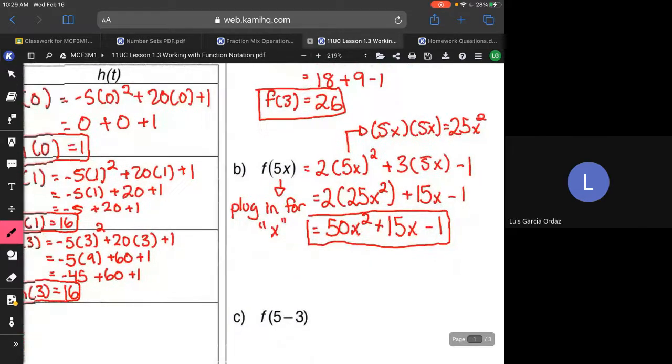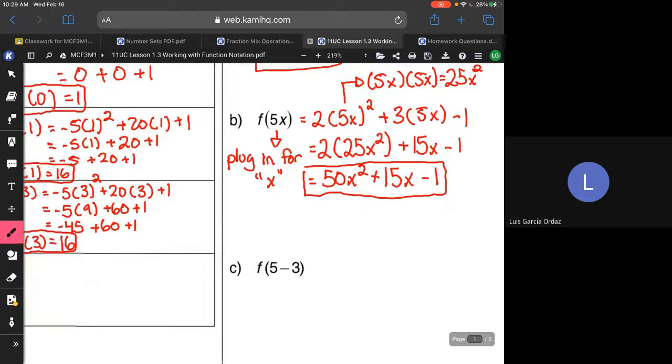It's going to move down a bit. So the next one I have is f at 5 minus 3. So what does this simplify into? Yeah. So this is the same thing as saying f at 2. So that means wherever I see x, I'm going to plug in the number 2. So f at 2 gives me 2 times 2 squared plus 3 times 2 minus 1.